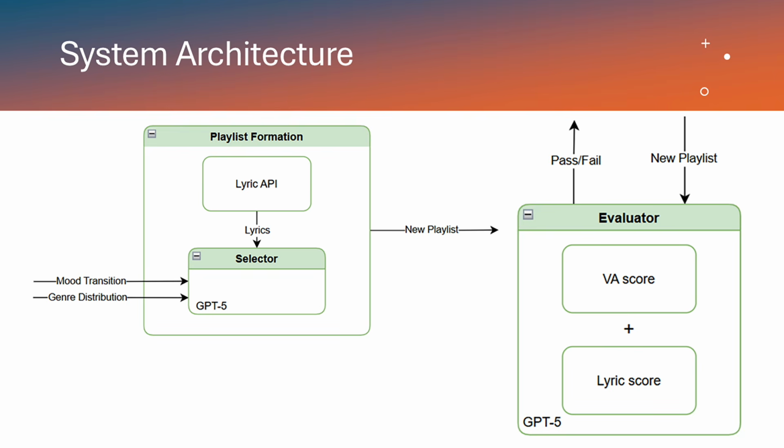The new playlist is formed and passed into the evaluator, and the evaluator calculates the valence arousal score and lyric score using the same method, but this time in terms of the entire playlist and the transition curve. It determines if the combined score passes the threshold of 0.8 and tells the system whether it should retry or upload the playlist to the user account.